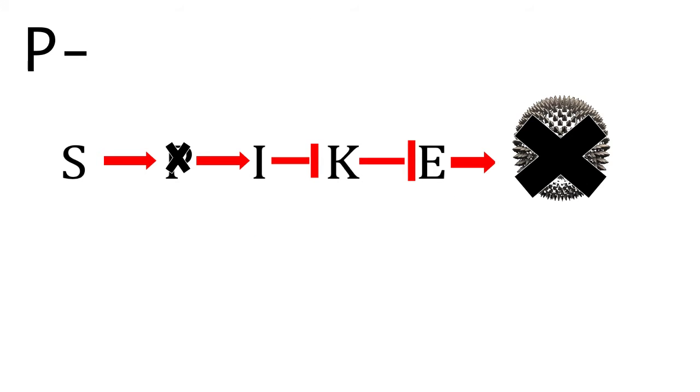In the first mutant strain, the P gene is mutated. Because the P gene is mutated, the I gene will not be activated, which then allows the K gene to not be repressed, which will repress the E gene. Therefore, formation of spikes cannot occur.